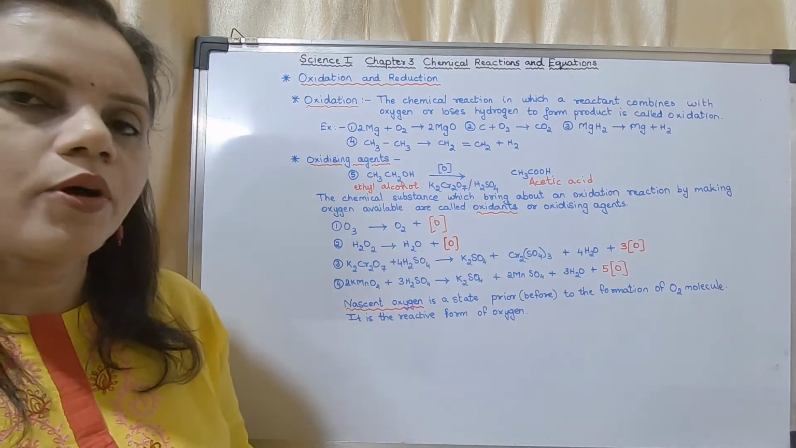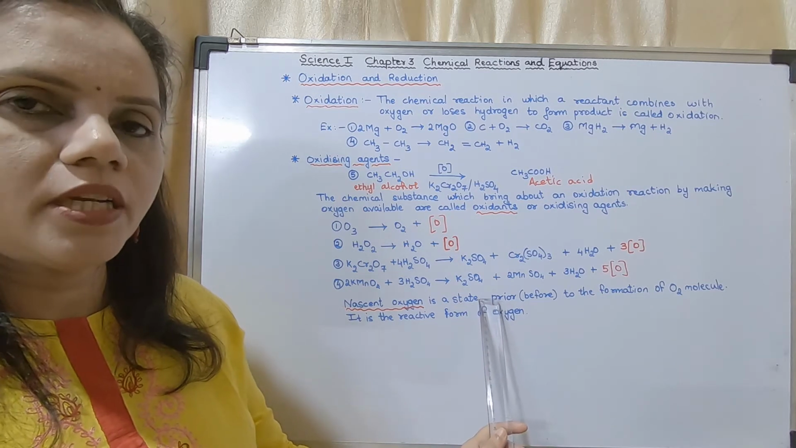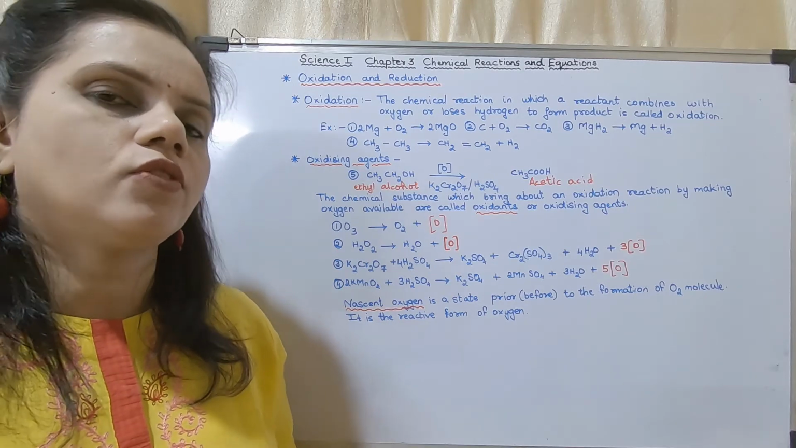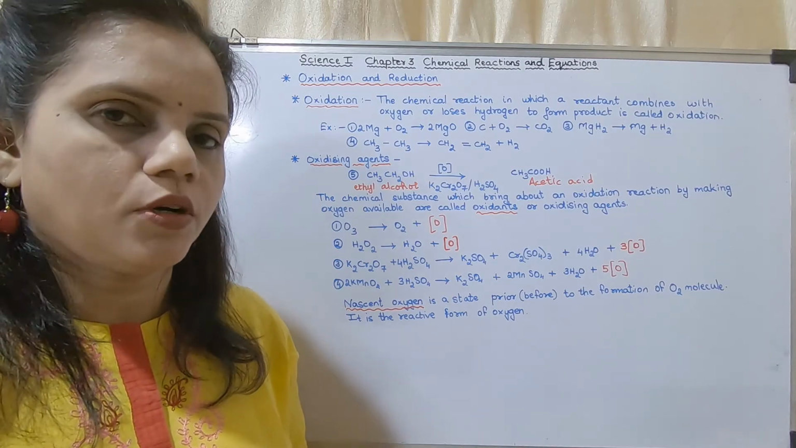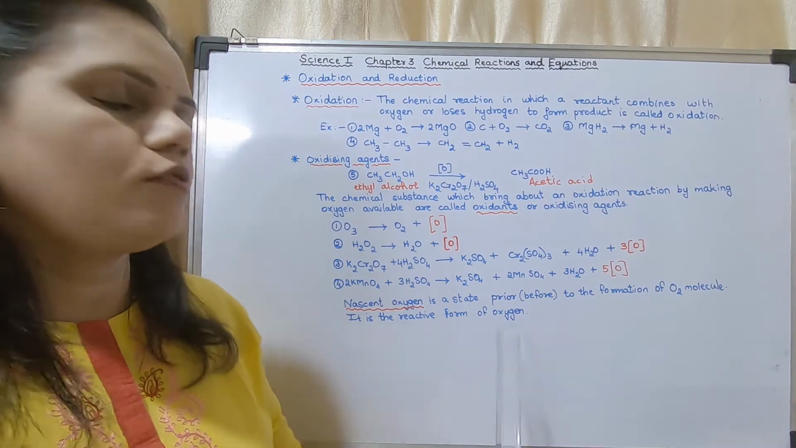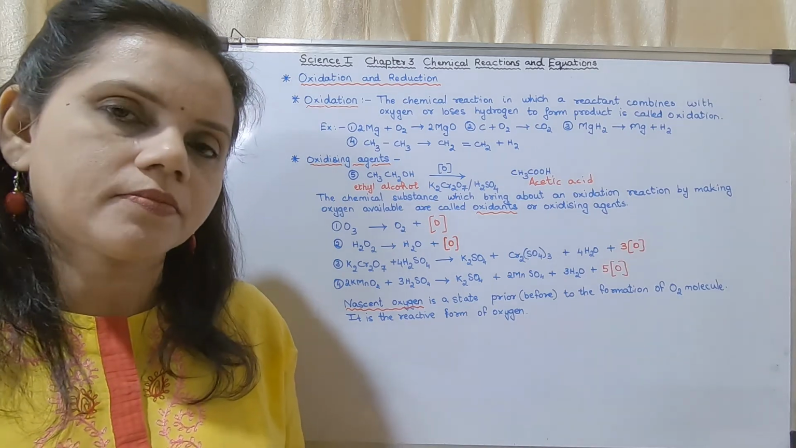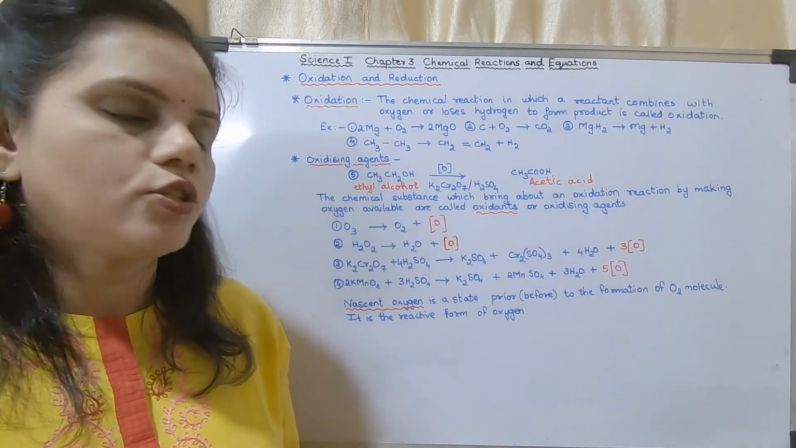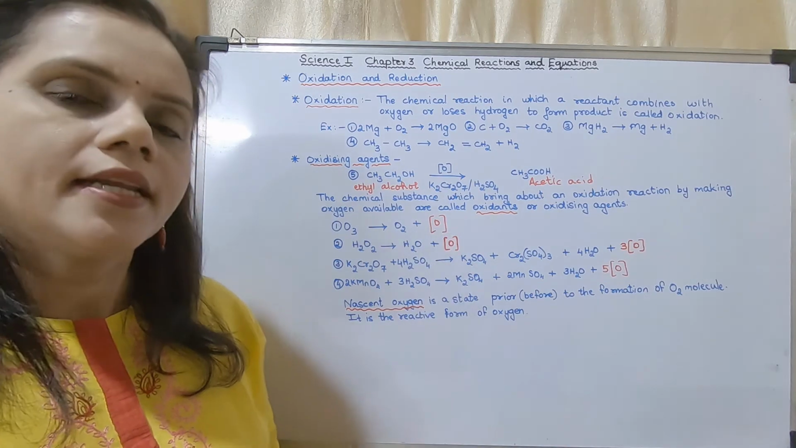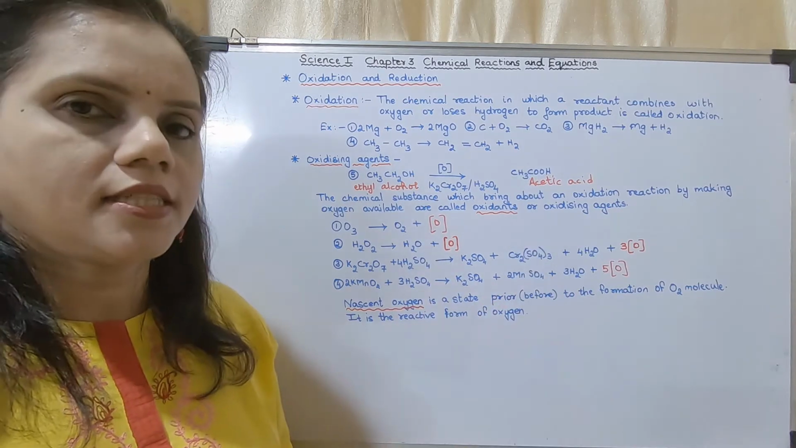Now, what is the importance of nascent oxygen? It is a state prior, prior meaning before the formation of the O2 molecule. Just before forming an O2 molecule, it is one atom of oxygen that is said to be nascent oxygen. It is a reactive form of oxygen. It goes and reacts with other elements or compounds. So in this reaction, ozone is getting converted into oxygen and nascent oxygen. This nascent oxygen is available for oxidation reactions.